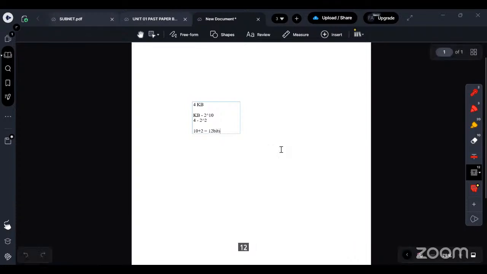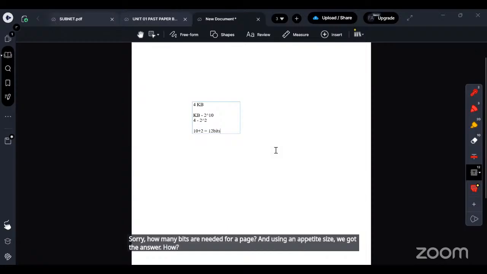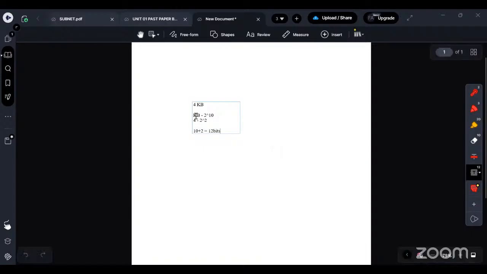12 bits. They are asking how many bits are needed for a page, and using the page size we got the answer. How? Because we converted 4 KB into bytes. If it was MB, it would be 2 to the power what? It was MB, 2 to the power 20, right? Good. Now was it clear, everyone? Once we got confused, how we got the answer?